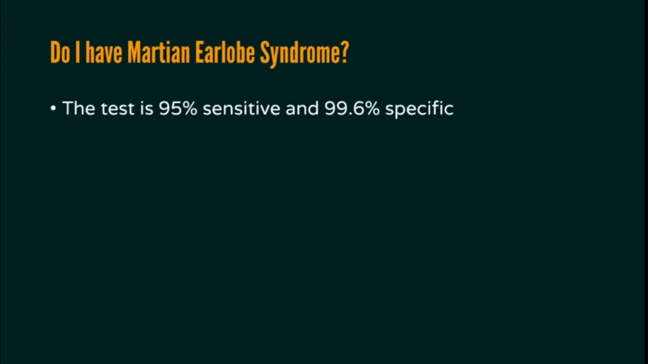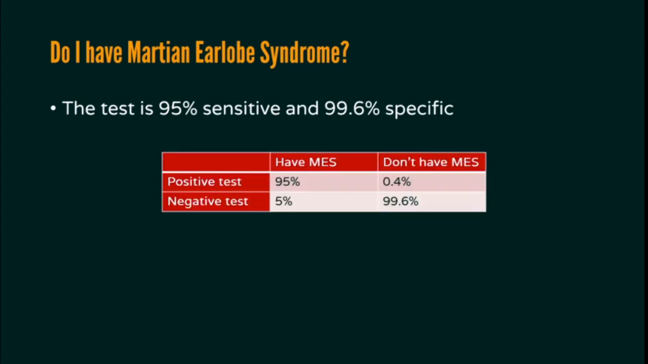Luckily for me, a new test has recently come out for Martian earlobe syndrome that I'm told is 95% sensitive and 99.6% specific. What does that mean? Well, it means this. The sensitivity means that if I have Martian earlobe syndrome, there's a 95% chance that the test will detect it, leaving a 5% chance that it won't. The specificity means that if I don't have Martian earlobe syndrome, there's a 99.6% chance that I'll get a negative result and a 0.4% chance that I'll get a false positive.